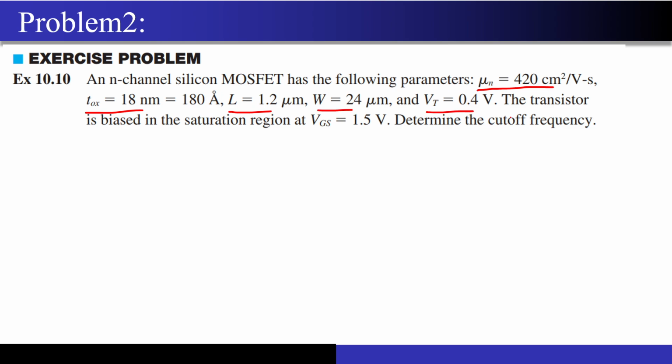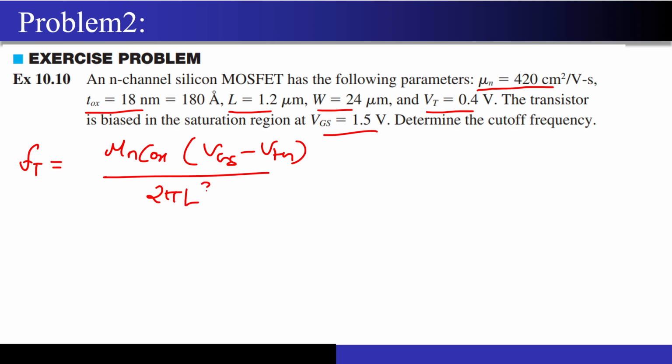And the threshold voltage has been given. The transistor has been biased in the saturation region. Determine the cutoff frequency. So now what was the formula for the cutoff frequency? The cutoff frequency formula was mu n Cox (VGS minus VTH) upon 2 pi L square.